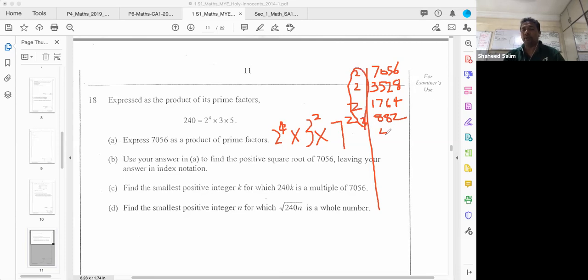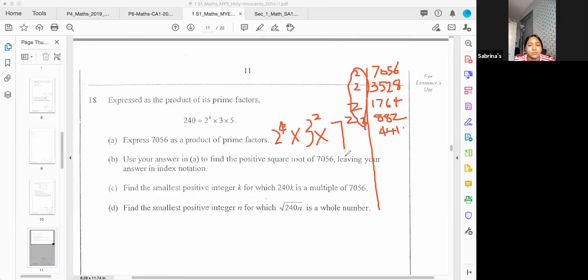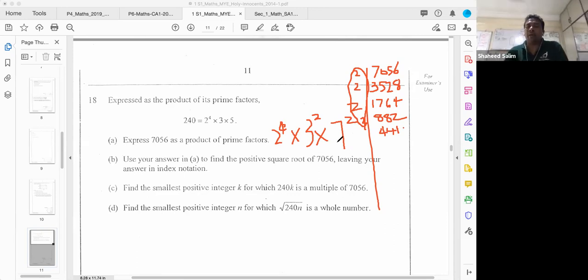before you get 441 here. Right, so down here you must have 2 to the power of 4. The rest is correct: 3 to the power 2 times 7 to the power 2. Are you okay, Sabrina? You know your mistake. You sure? Sophia, you okay, Sophia? Okay. So this is now your prime factorization.